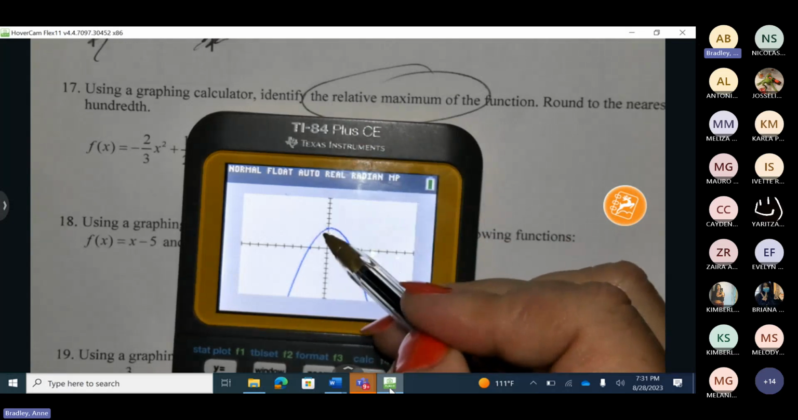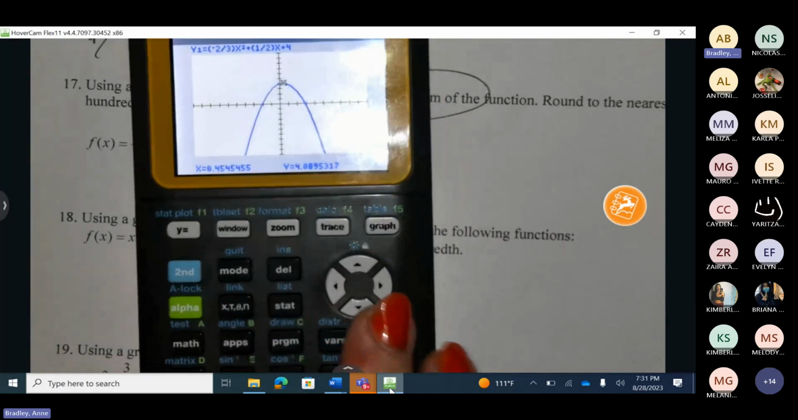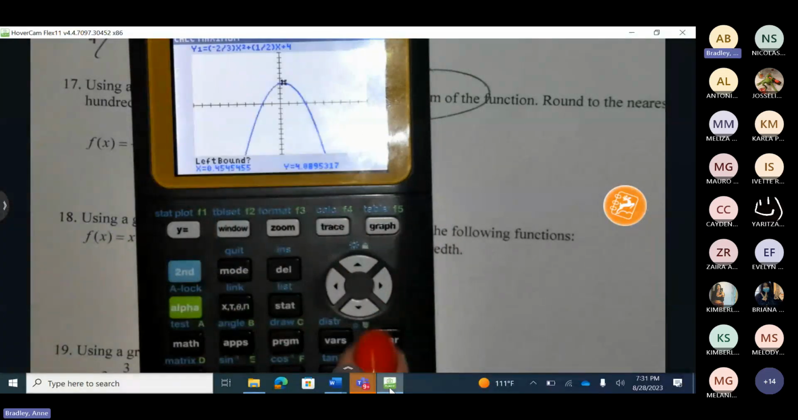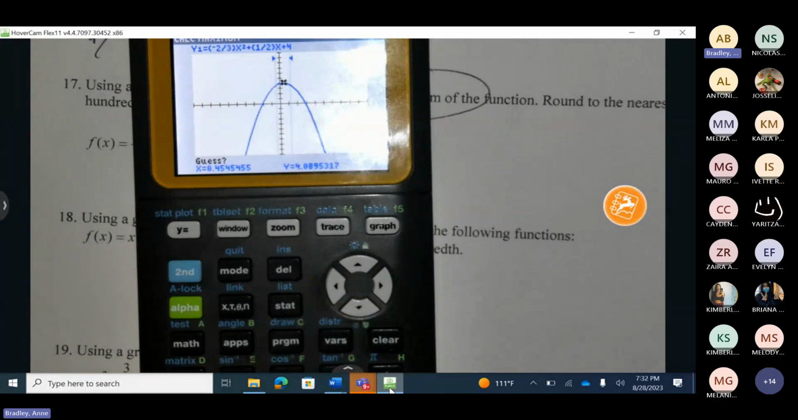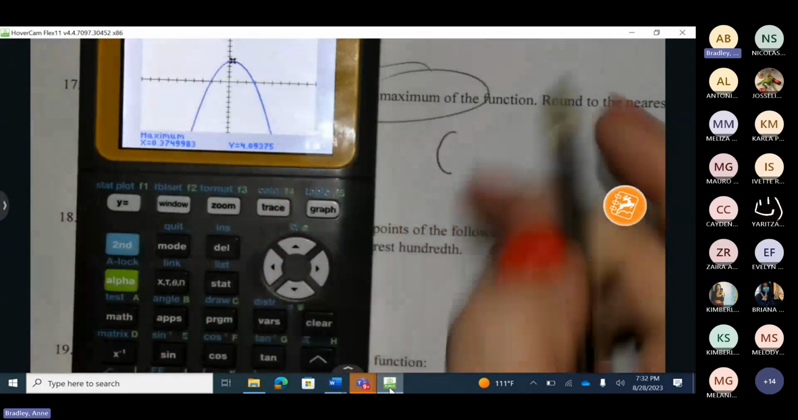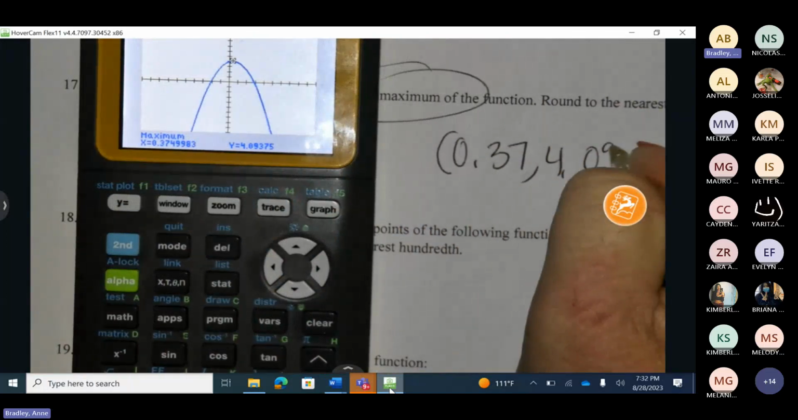But we want to know, what is this exact point? Again, what not to do is just hit trace and say, I think it's right there. How do we get the precise point? Second, trace. We're told it's a maximum. We can see that. We go a little bit to the left, go a little bit to the right, and back on center. All right, so we're going to write this down, and we're supposed to round to the nearest hundredth. So 4.37 and 4.09.